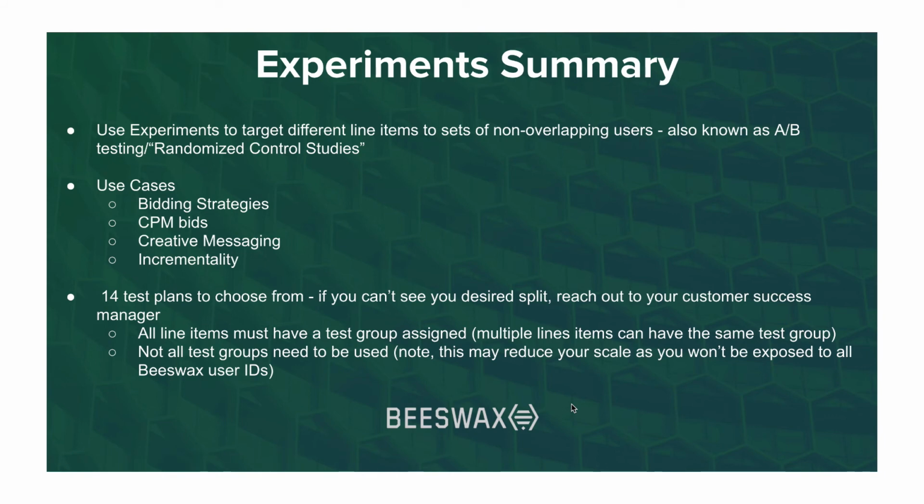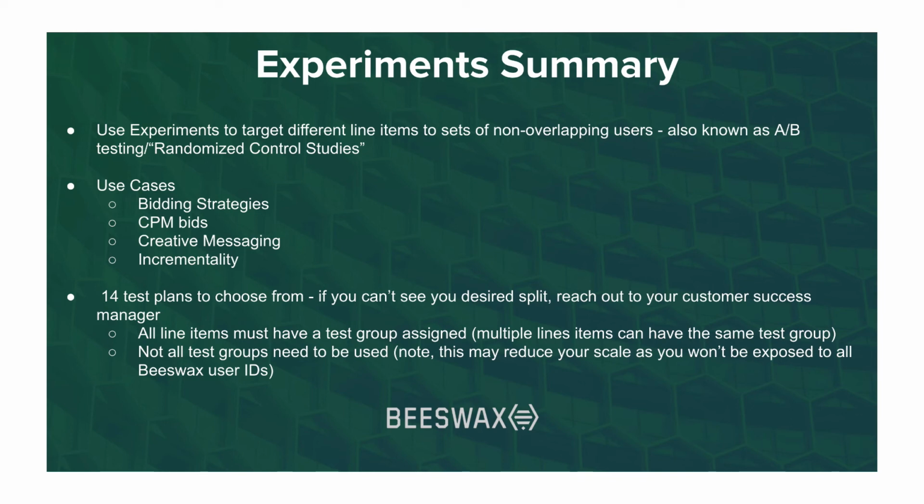To summarise experiments, you will use this experiments feature to target different line items to sets of non-overlapping users. This is also known as A/B testing or randomised control studies. A couple of examples why you would want to use this is to test bidding strategies, to test CPM bids, to test creative messaging, and also incrementality.